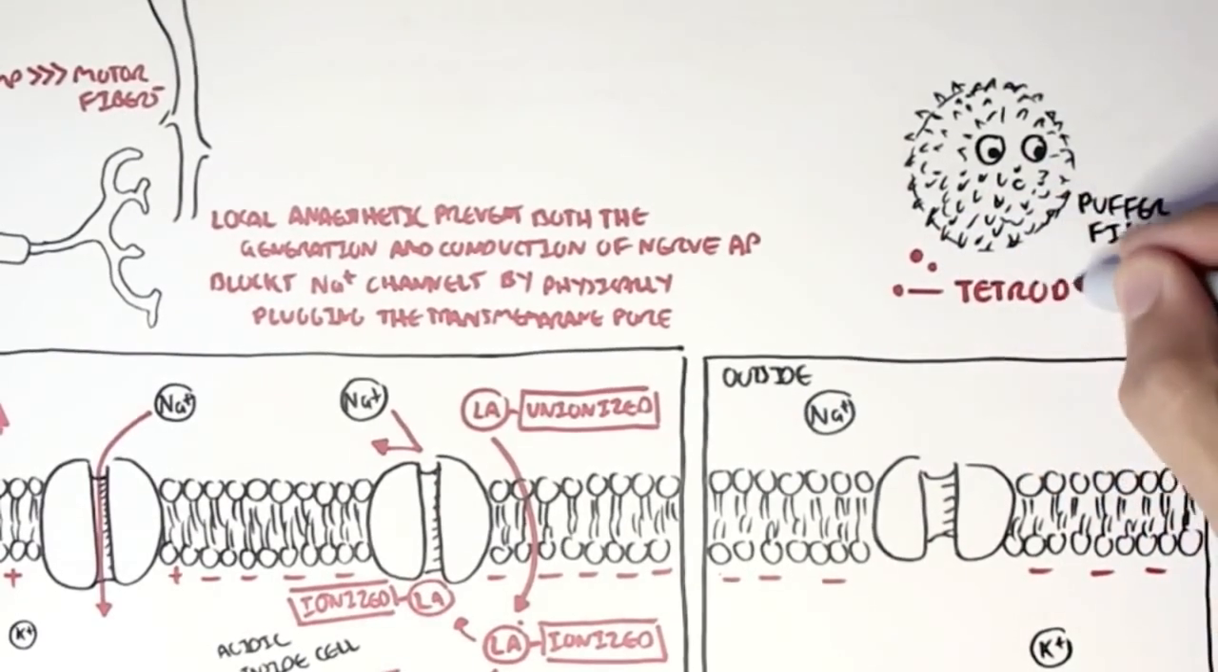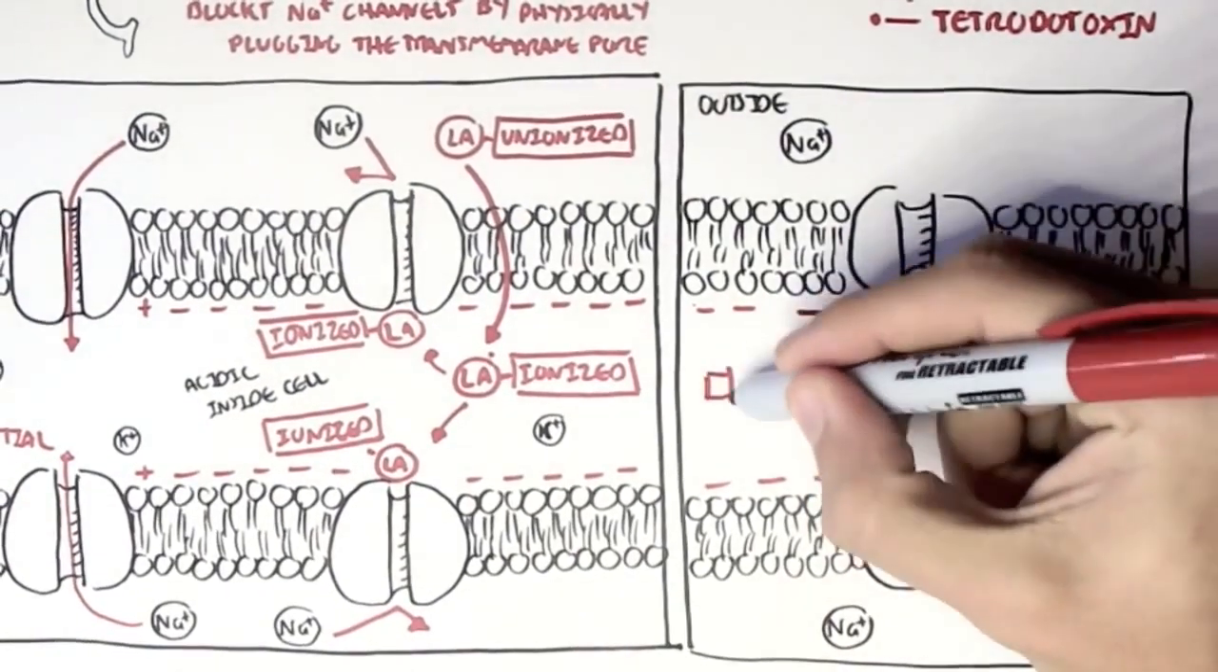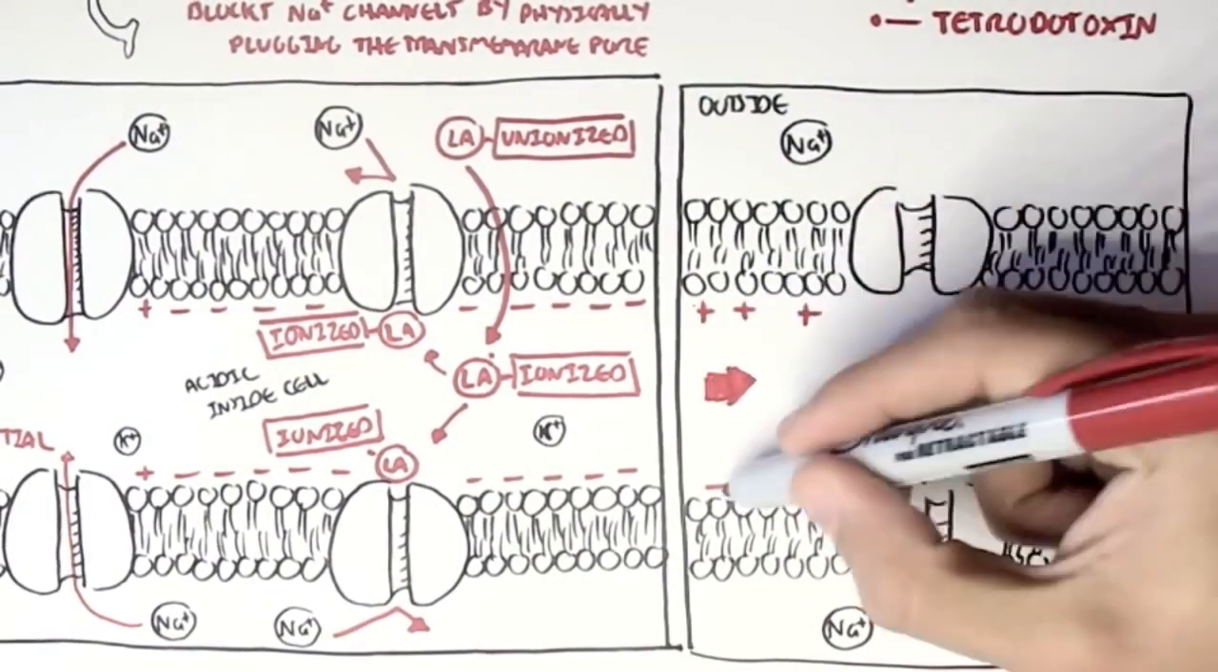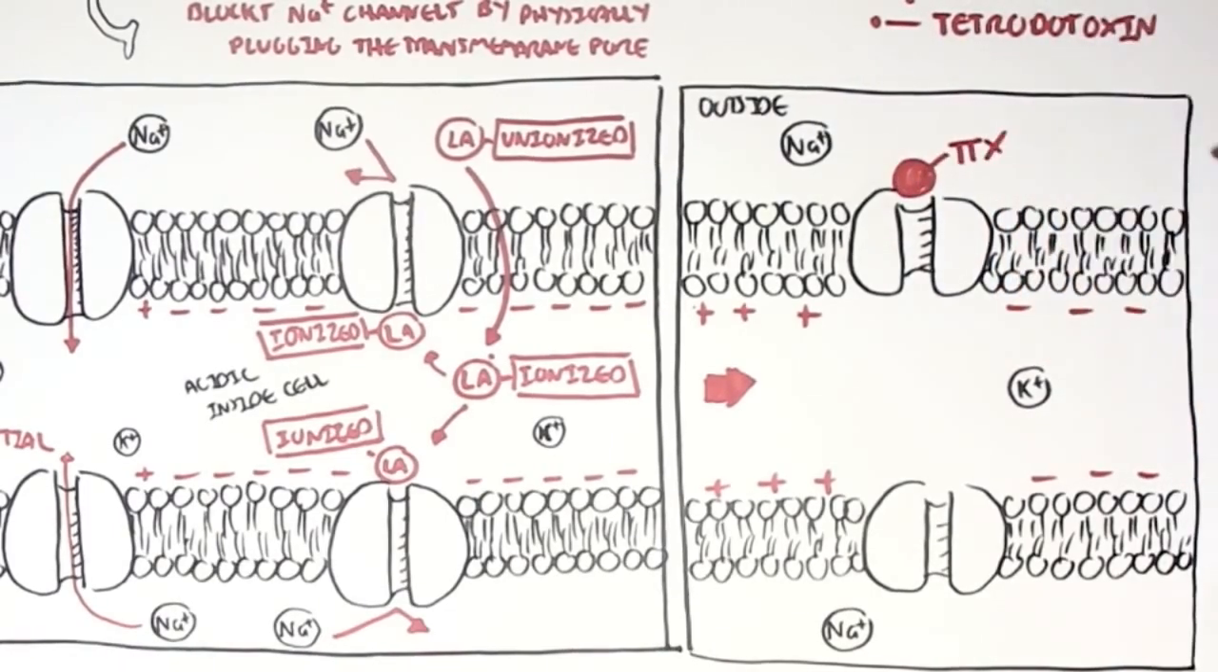TTX, unlike our local anesthetic that we use in hospital, blocks the sodium channel from the outside, like so. And so this will not allow sodium ions to come inside, and so will not allow the action potential to pass through.